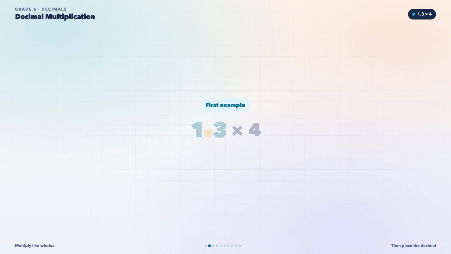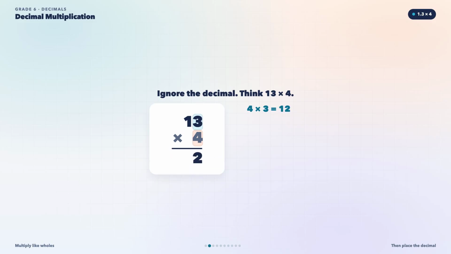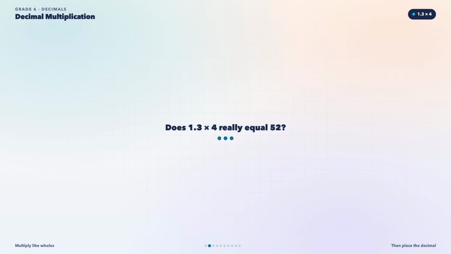Now try this. 1.3 times 4. What should we do first? We can first ignore the decimal point and think of this as 13 times 4. 4 times 3 equals 12. Write 2, carry 1. 4 times 1 equals 4. Add the carried 1. 4 plus 1 equals 5, so 13 times 4 equals 52. Does 1.3 times 4 really equal 52?